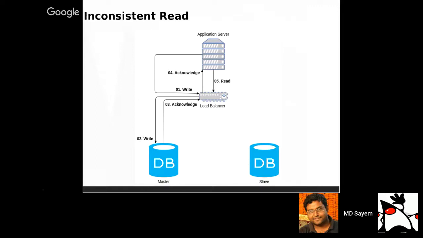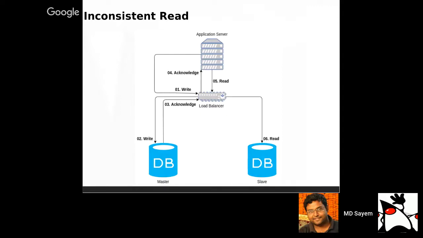Let's see how. Suppose that after getting the acknowledgement back from the load balancer, but before the replicate command can be issued, our application server, let's call this a client, issues a read request for the same piece of data it just wrote. It just wrote the data to the database, and for the same piece of data, it then issues another read command.